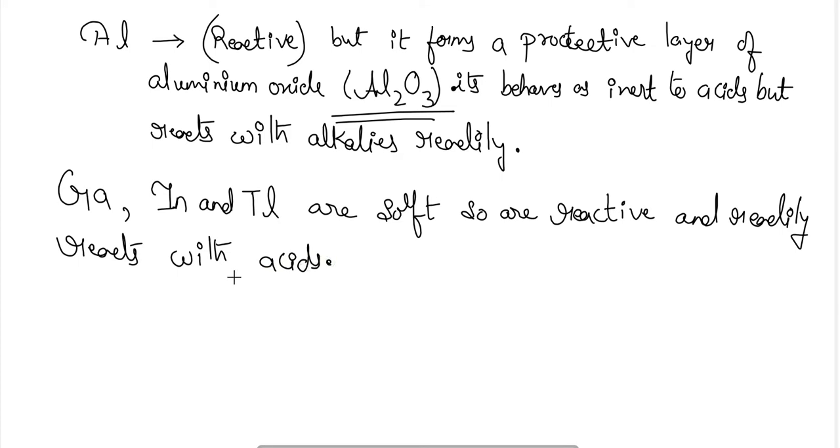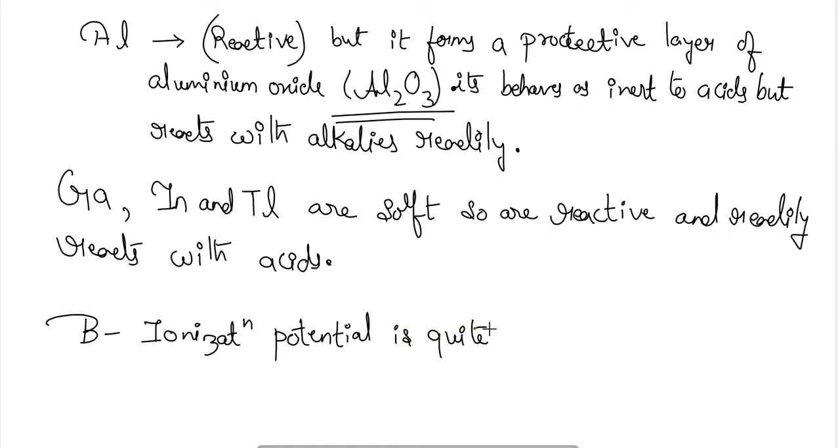Okay. Also, we will see that the ionization potential for boron, okay, it is quite high. The ionization potential for boron is quite high, and due to this reason, it accepts electrons, it does not donate electrons, but it accepts electrons, okay, and hence which kind of behavior does it show? It shows a non-metallic behavior.